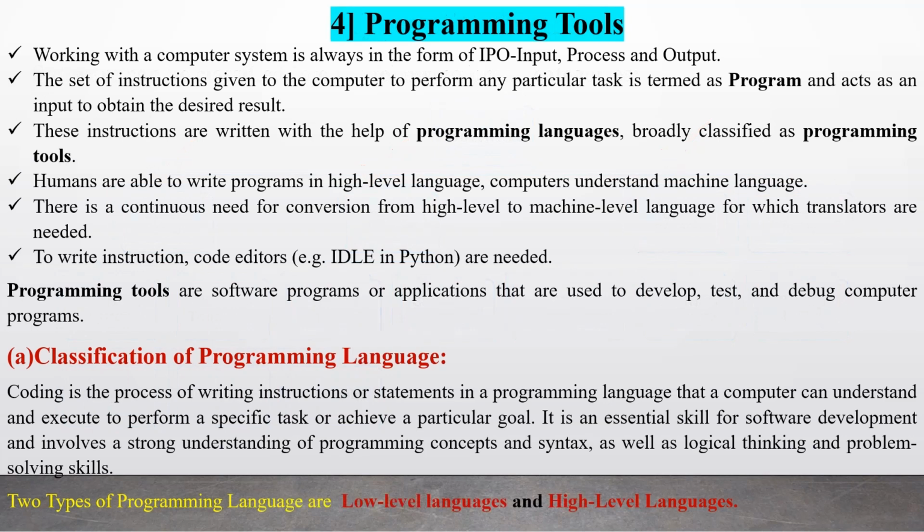The fourth type of software we are going to discuss is the programming tools. Working with a computer system is always in the form of IPO: input, process, and output. The set of instructions given to the computer to perform any particular task is termed as program and acts as an input to obtain the desired result. These instructions are written with the help of programming languages, broadly classified as programming tools.